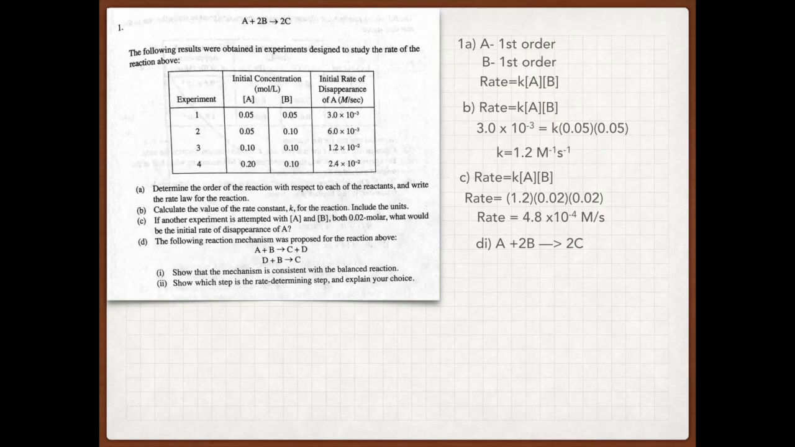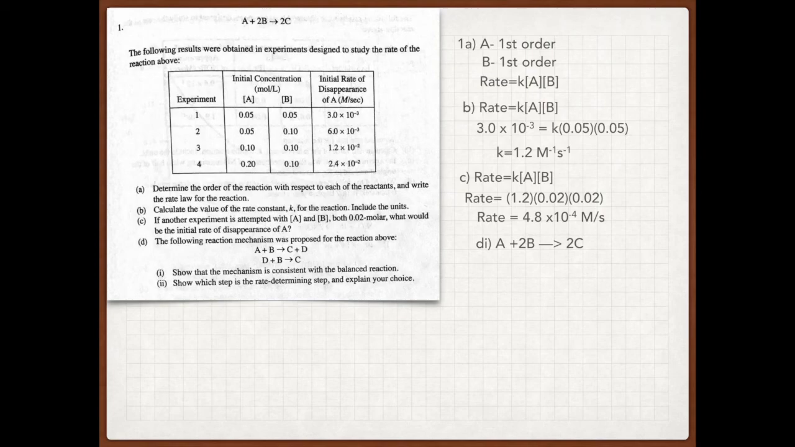For II, it says show which step is the rate determining step and explain your choice. So for here, I always like to look at my first one just to see if that works, because if my first step is my slow step or my rate determining step, then I don't have to deal with an intermediate.